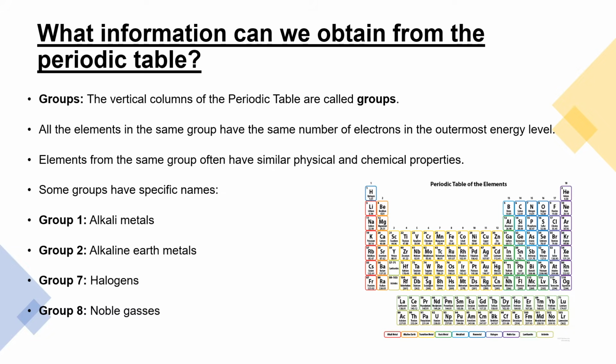Group 1 on the periodic table is the alkali metals, which is this group over here. Group 2 is known as the alkali earth metals, which is next to group 1. Then on the other side of the periodic table, we have group 7, which is this group over here, and they are known as halogens, and group 8, which is the last group over here, are known as noble gases.